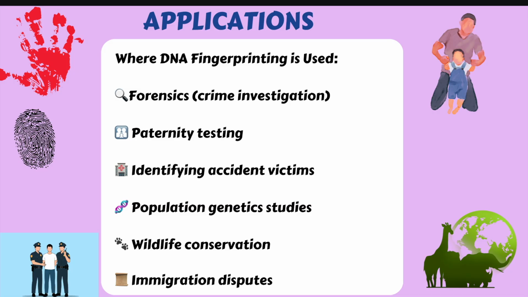DNA fingerprinting is also used to study population genetics and diversity. By comparing the frequency of DNA polymorphisms between groups, they can track how populations move from one place to another, adapt, and evolve. It shows us the genetic distance between two different groups of the same species. It also helps in wildlife conservation by tracking endangered species.